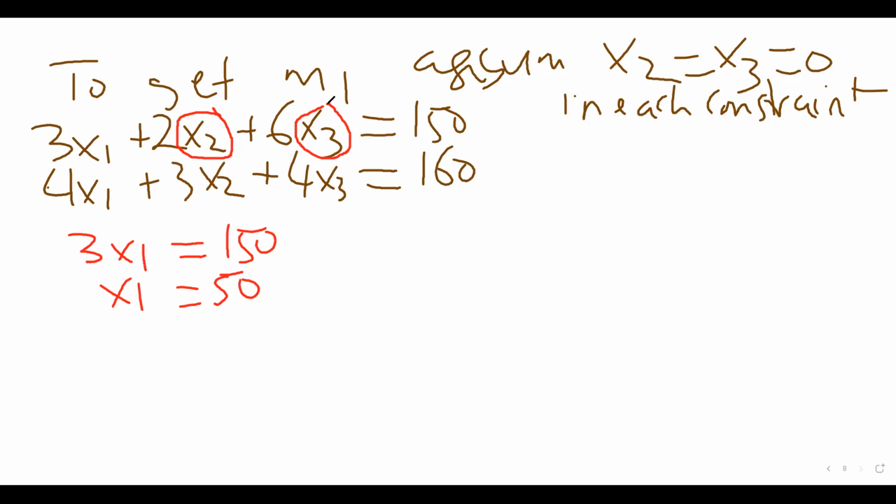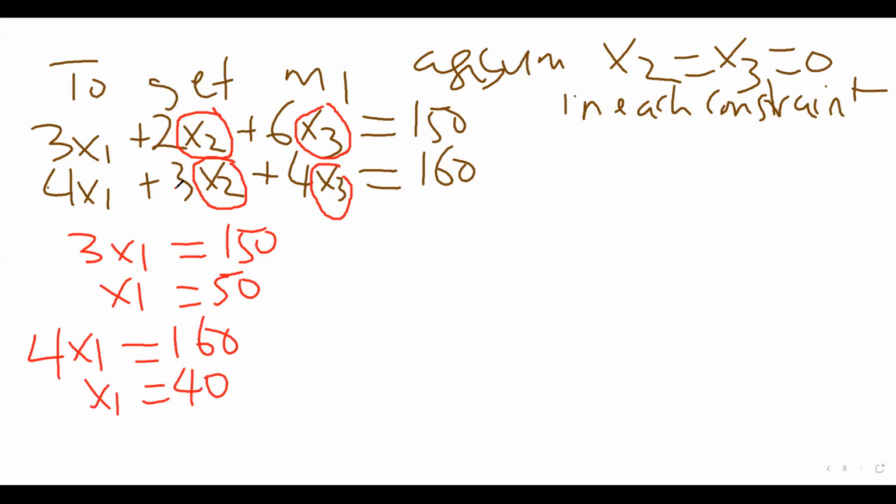So you have to do it for the other constraint, because the constraints in this case are 2. If the constraints were 10, you do it for each of them and find each of the x's there. So let's go to the second constraint. If x2 is 0 and x3 is also 0, what will be the value of x1? You will be left with 4x1 equal to 160, which means that x1 is 40.